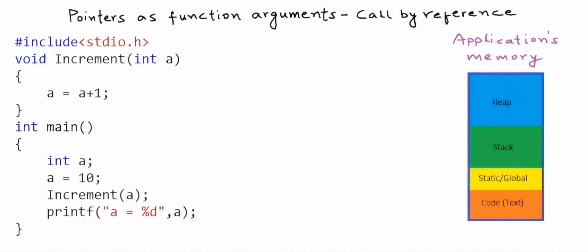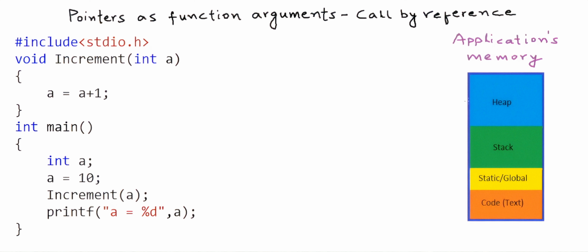Now the third part of the application's memory is called stack, and this is really important. This is where all the local variables go, and we will mostly be talking about stack in this lesson. And the fourth part is heap, and we will come to this later in our forthcoming lessons.